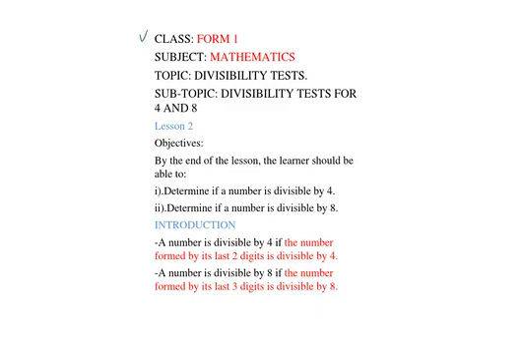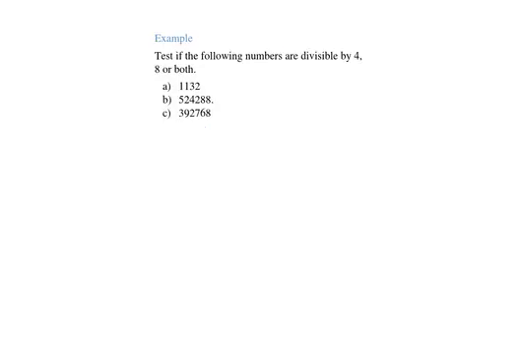A number is divisible by 4 if the number formed by its last 2 digits is divisible by 4. And number 2, a number is divisible by 8 if the number formed by its last 3 digits is divisible by 8. We have an example here where we have been told to test if the following numbers are divisible by 4, 8, or even both.